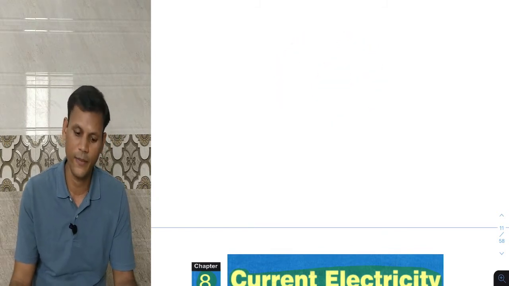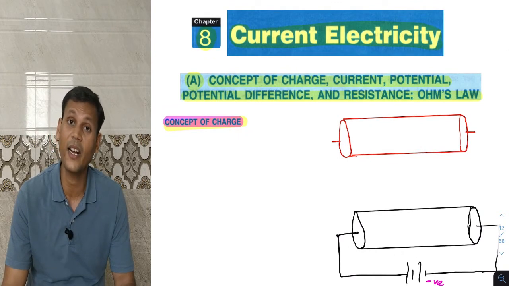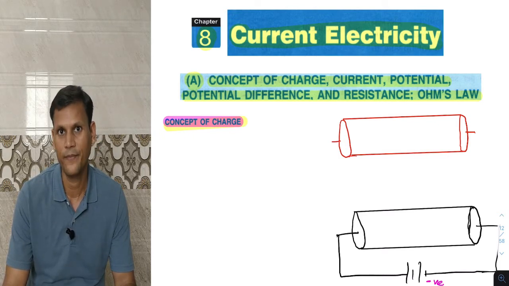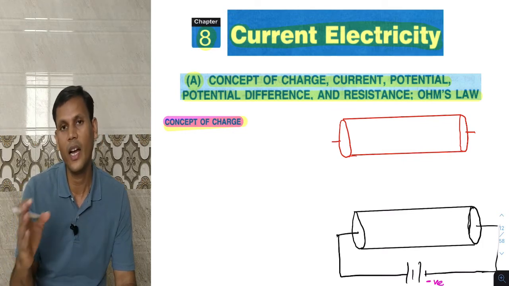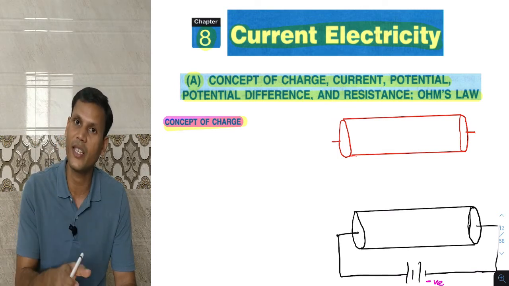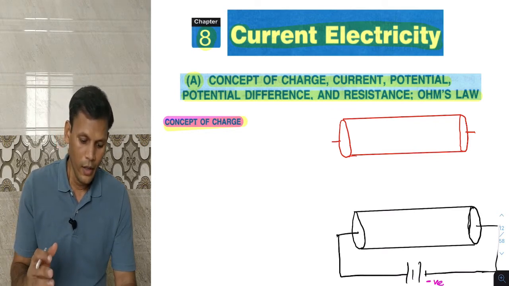So electrons are in the conductor. Now what are conductors? Conductors are those materials through which heat and electricity can pass easily. Those which do not allow the current and heat to pass are called insulators. So conductors allow the current, and insulators do not allow the current.